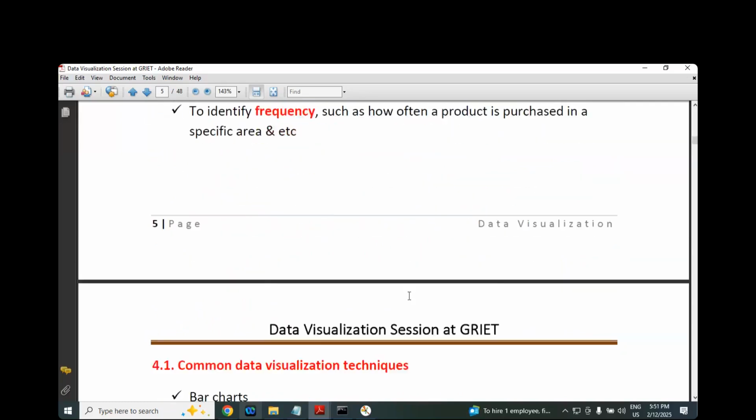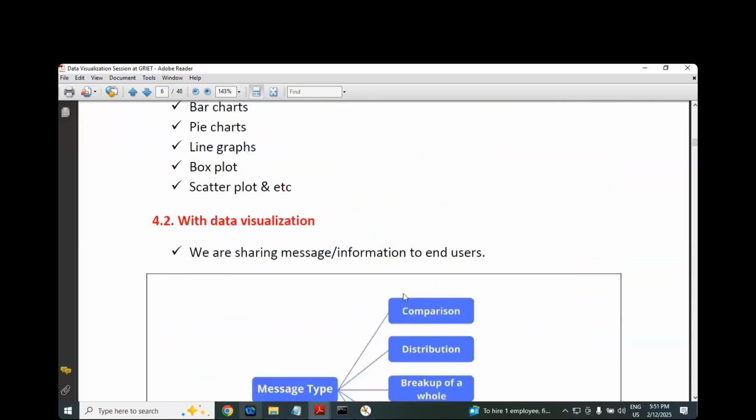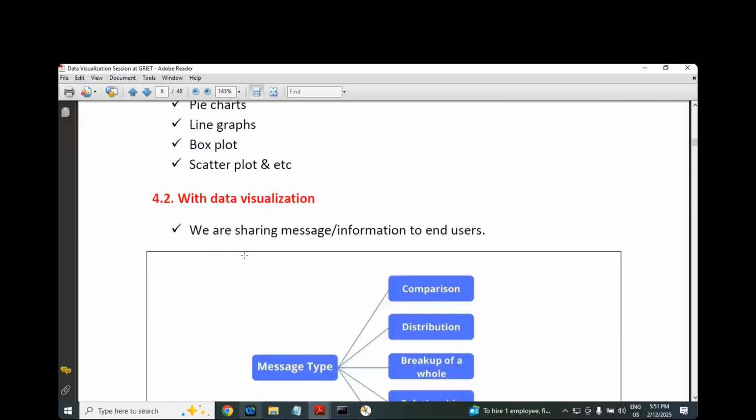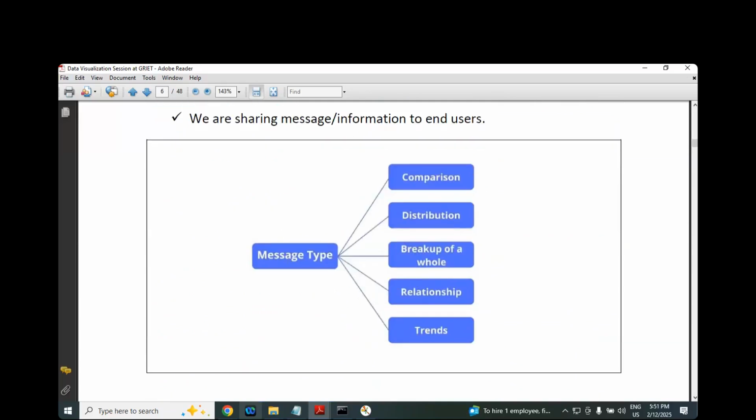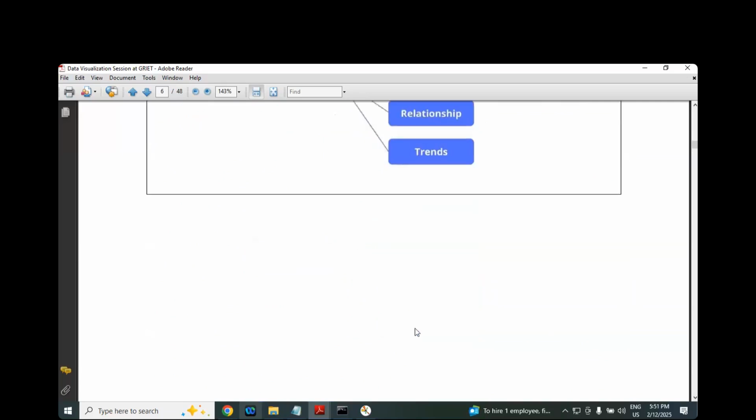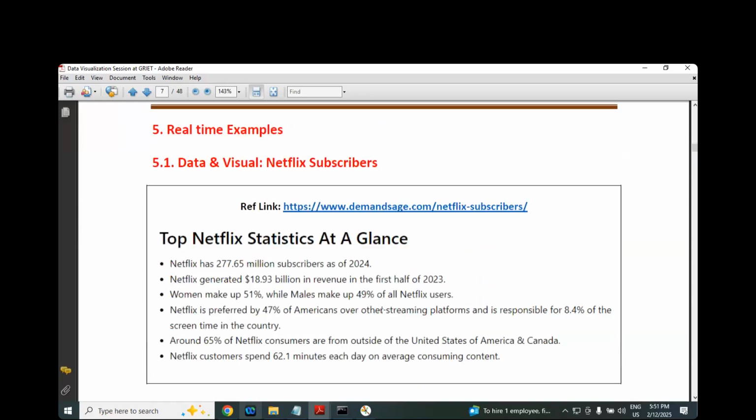Yeah, good. Now here is the story. With data visualization, what all things can you do? Imagine a message type: you can start comparison, compare the values, distribute the data, break it up, separate and filter. You can find relationships and trends. Many things you can do. Very nice. Did I explain this one? Let me tell you.